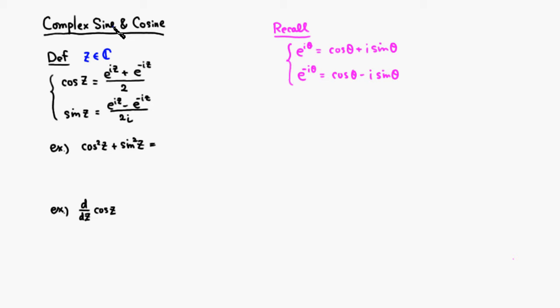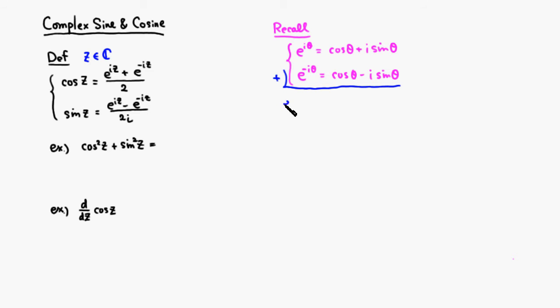But where did these exponential expressions come from? Recall that we have Euler's formula: e to the i theta is equal to cosine of theta plus i sine of theta. If you take the conjugate of that, you get e to the negative i theta, which is equal to cosine of theta minus i sine of theta. If you want the cosine, I'm going to add these up.